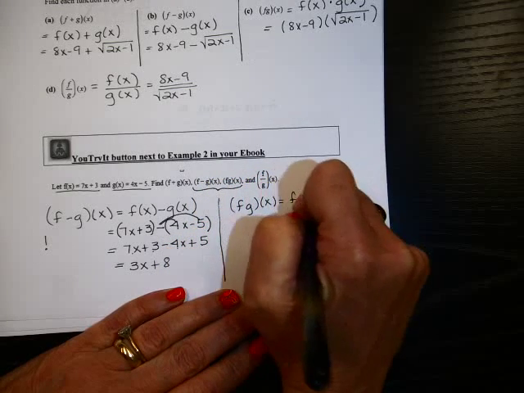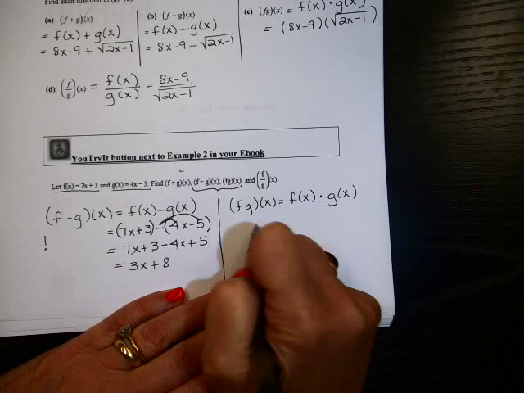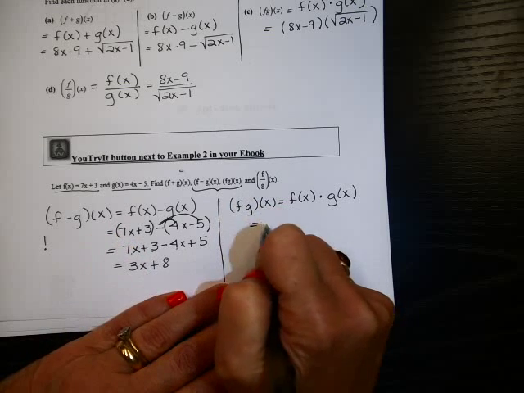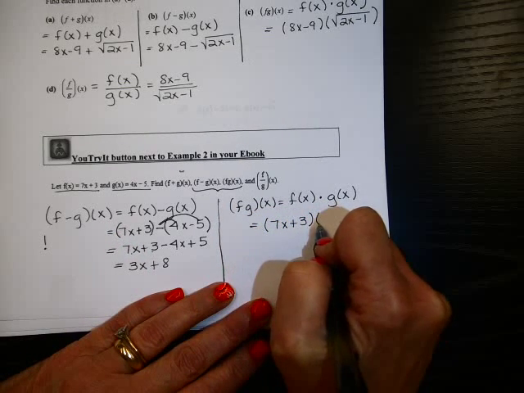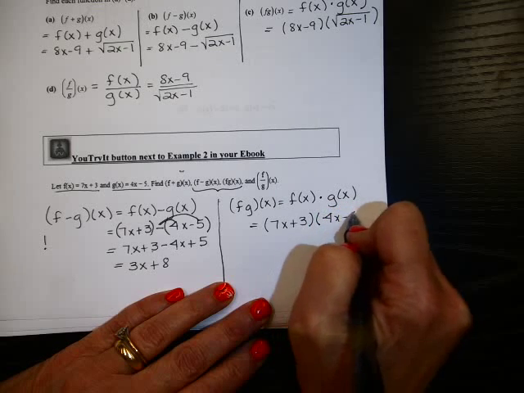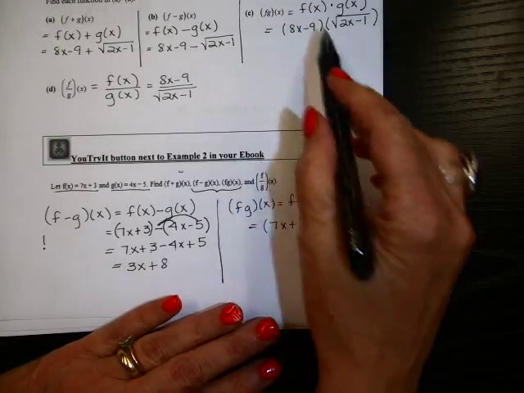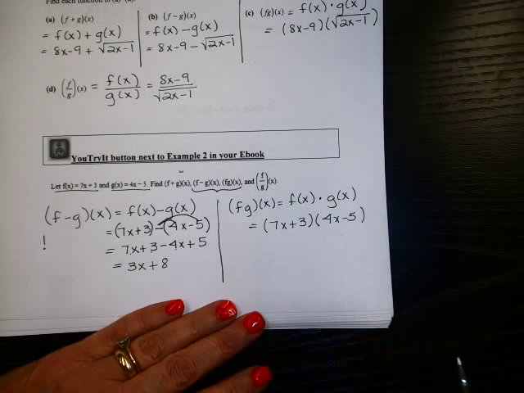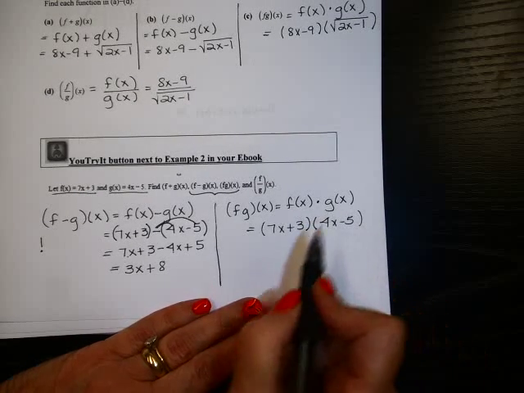Which means f of x times g of x. So f of x again is 7x plus 3 times g of x, 4x minus 5. So you see with this product, with the radical it was a little bit simplified. This you really need to FOIL. So let's FOIL this out and clean it up.